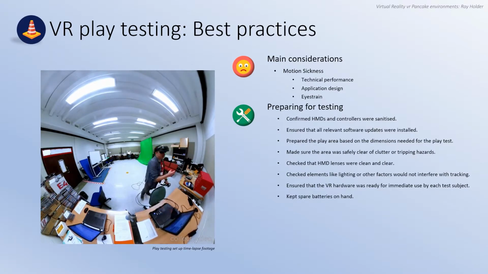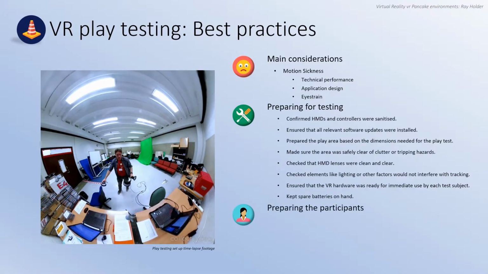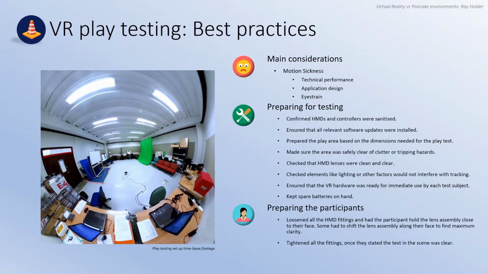A varied experience level of participants with VR was expected, and some needed help getting the HMD on. With each participant, we loosened all the headset fittings and had the participant hold the lens assembly close to their face. Some had to shift the lens assembly along their face to find maximum clarity. Then we tightened all the fittings once they stated that the text in the scene was clear, and then we handed over the controllers and secured the wrist straps.